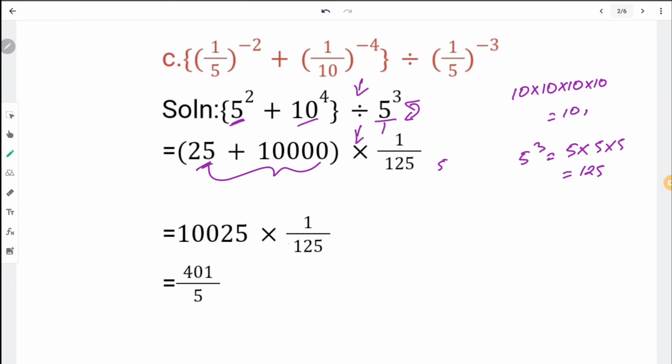Next step, add these two, we're going to get 10,025, then multiply by 1 by 125. So here we can divide. So let's divide it. 5 5s are 25, then 5 into 10, then 0 is here.